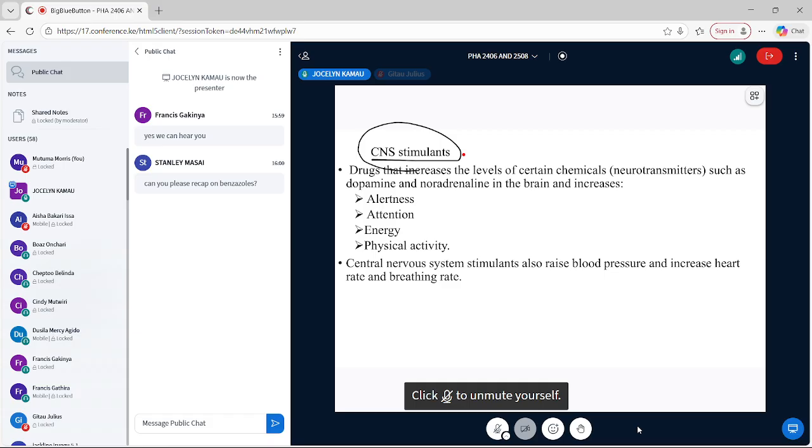What is important again here is to note the importance of selectivity in drugs. When you have a drug that has selectivity, that drug will also be safer to use because it will give you a specific activity.